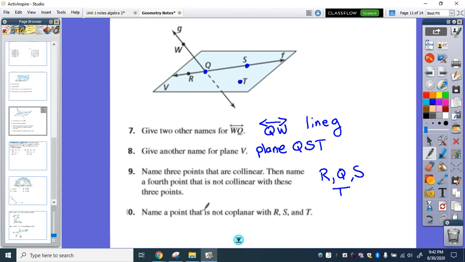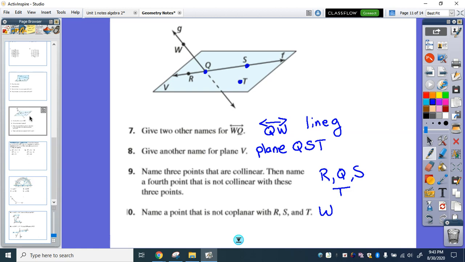Number 10 says name a point that is non-coplanar with R, S, and T. Well, which point is not in the plane? The only point that's actually not in the plane is up here. That would be point W. So all those points, R, Q, S, and T, are all coplanar, and W is not coplanar.